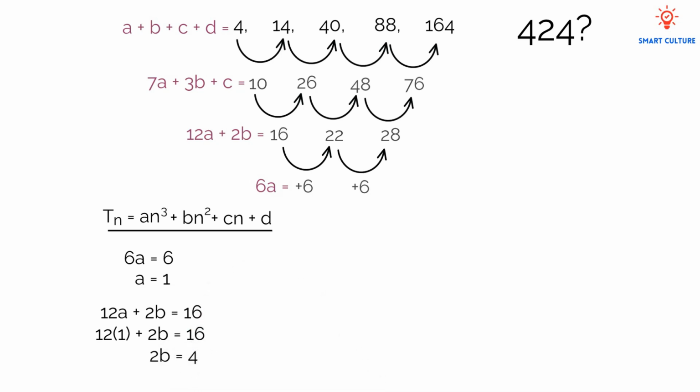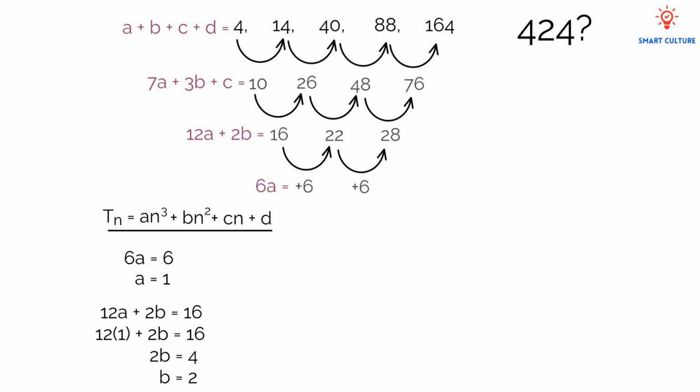And we want to solve for b, so we want to get b alone. And currently we have 2b is equal to 4. So in order to get this b alone, we have to divide by 2. Whatever we do on the one side, we have to do on the other side as well. So 4 divided by 2 is equal to 2. So that means b is equal to 2.